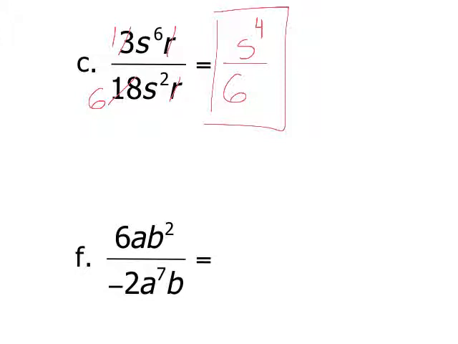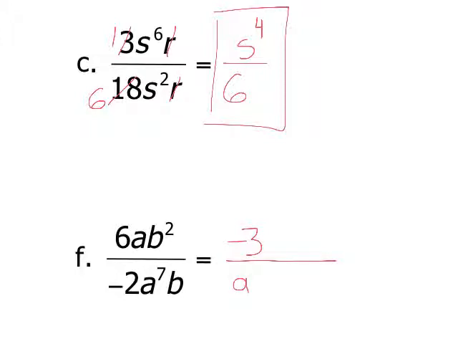Okay, and lastly, let's look at F. What is 6 divided by negative 2? That one really is negative 3, so you're safe to go ahead and put your negative 3 on top. A's, where's my bigger A? On bottom. So 7 minus 1 is 6.